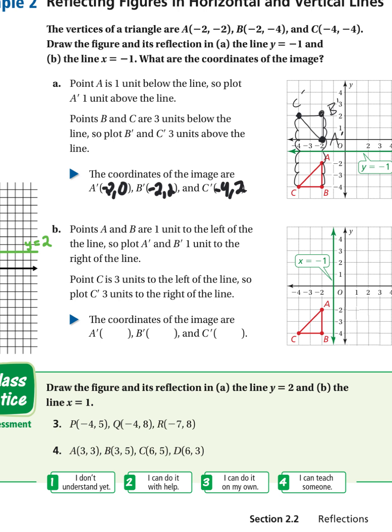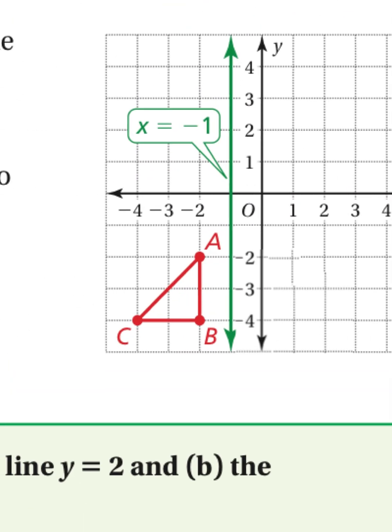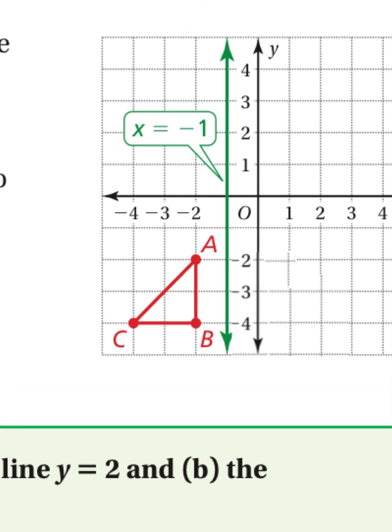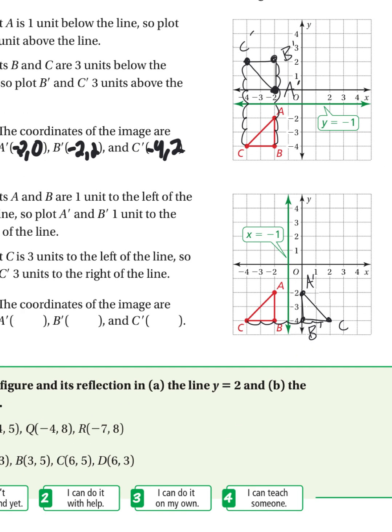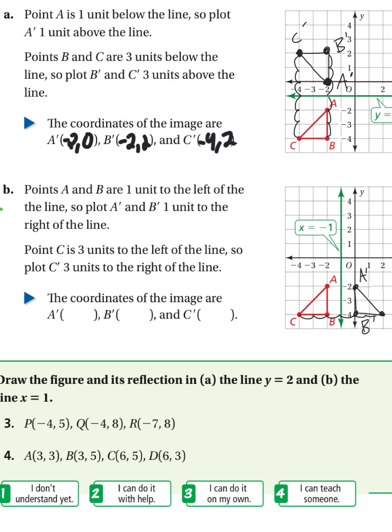All right, for example B, notice that A and B are both 1 unit left of the line. Because the line is up and down, the image will be a mirror reflection to this side. So instead of being upside down, it's going to be backwards. So my new A should be right here. My new B should be right here. And then C is 1, 2, 3 units. So I'm going to count 1, 2, 3 units. This is where my new C is. I make a triangle, and it is backwards. We're going to list the coordinates of those new points as well. A is at 0, -2. B is at 0, -4. And C is at 2, -4.